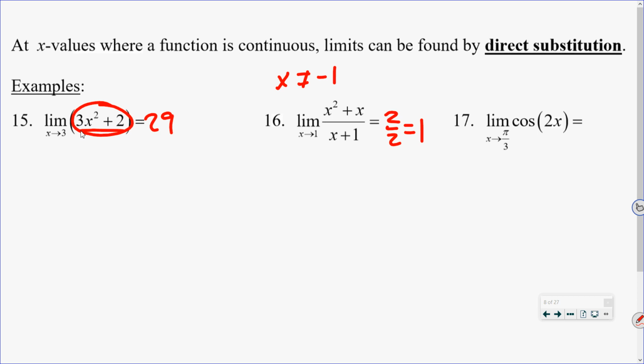Okay, 17 is the limit of the cosine of 2x. Cosine function is a continuous function, right? We just graphed that in the last chapter. There are no breaks or holes or vertical asymptotes. So I can just do direct substitution. So to find the limit of the cosine of 2x, I'm just going to plug the pi over 3 in. So 2 times pi over 3. So really that ends up being the cosine. Sorry, my board's being weird. Let me come over here. Cosine of 2 pi over 3.